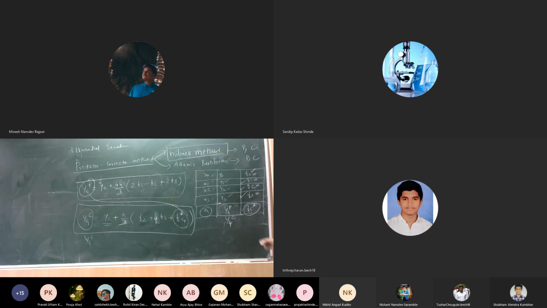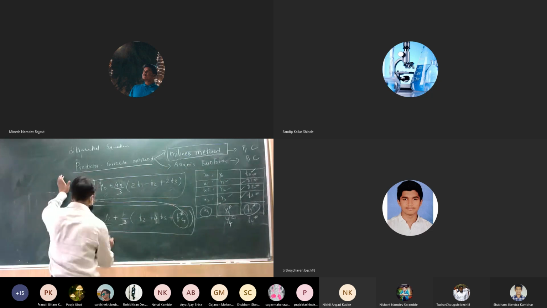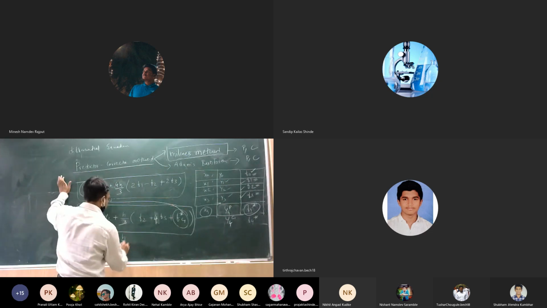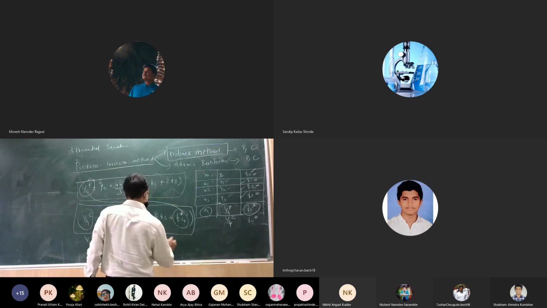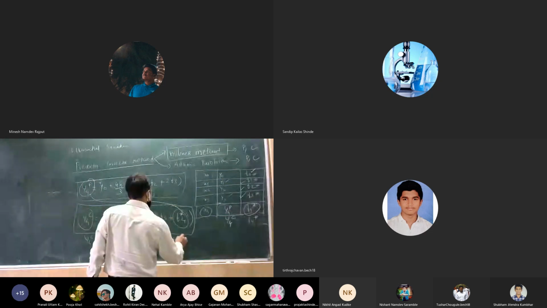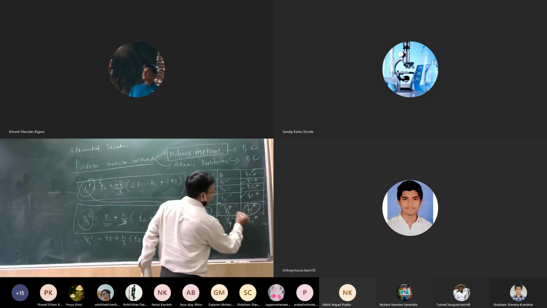So using Y4 corrector 1, again calculate F4 star. Again use this particular formula. The only change we have to make is the F4 star value. This value would be different because we have calculated it using the corrector.